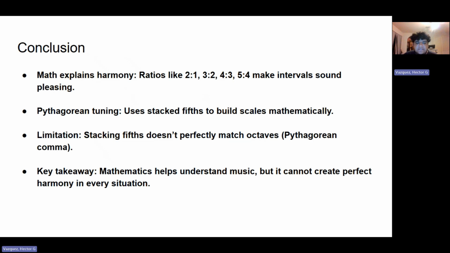So, in conclusion, mathematical music theory is a powerful tool for understanding harmony, constructing scales, and explaining why music sounds pleasing. However, it also has real world limitations, reminding us that music is both a science and an art. By combining mathematics and creative adjustments, we can achieve both precision and beauty in music.